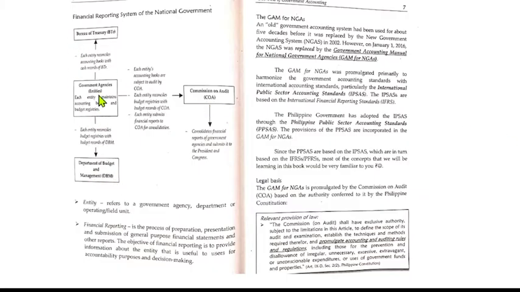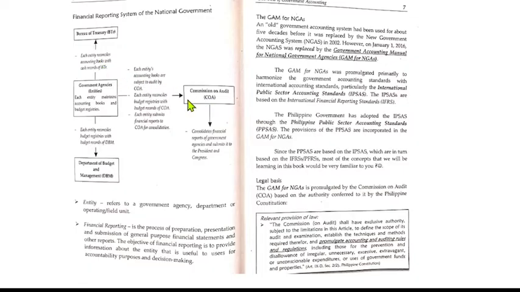So ikaw bilang entity, ano naman ang responsibility mo sa DBM? Each entity reconciles budget registries and budget records. So tingnan mo, budget registries and budget records ang nire-reconcile mo sa DBM. Dito, yung cash records. Sa COA, ano naman ang responsibility mo?